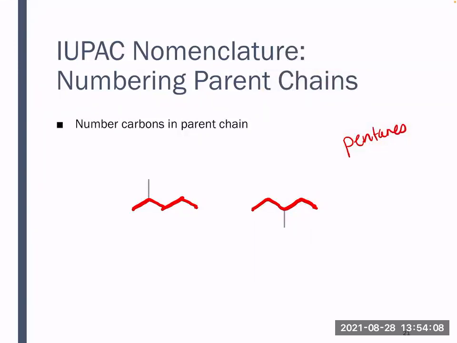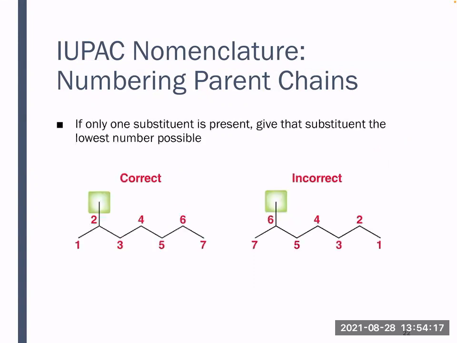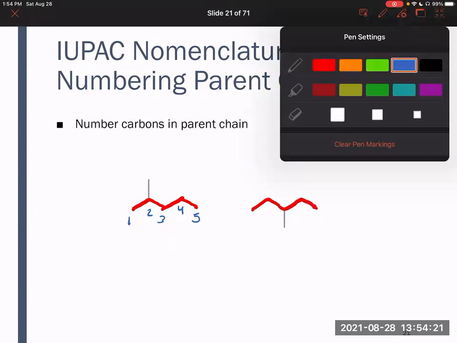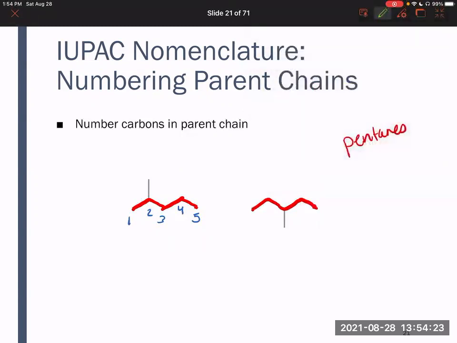There's 2 different ways I could number. So let's look at this one here. I have 1, 2, 3, 4, 5. So I could number my carbons in that direction. Alternatively, I could number the carbons this way. So 1, 2, 3, 4, 5. And you can see here, this makes a difference, right?